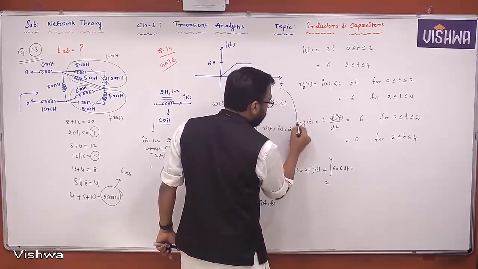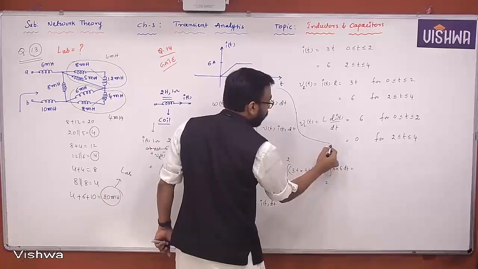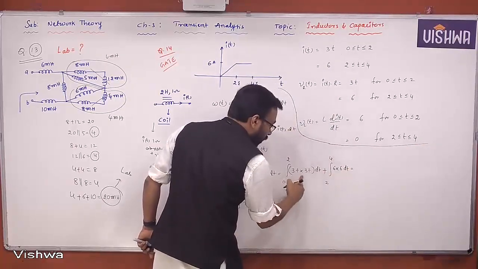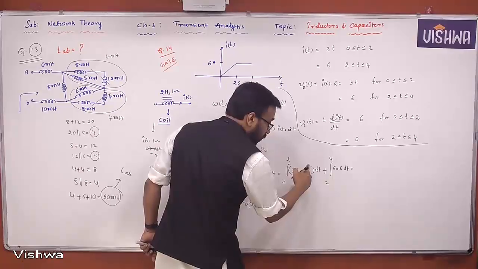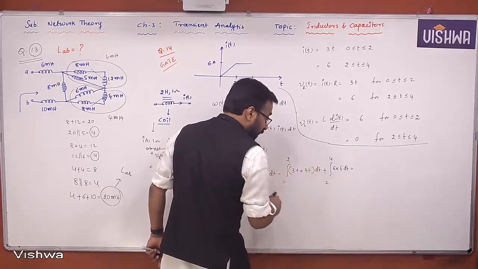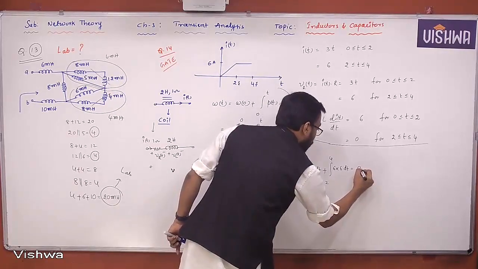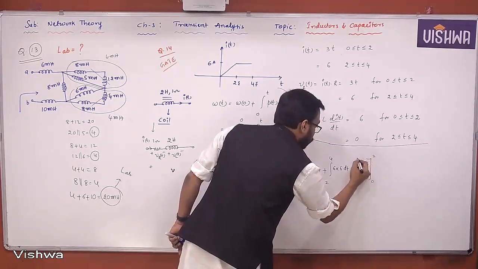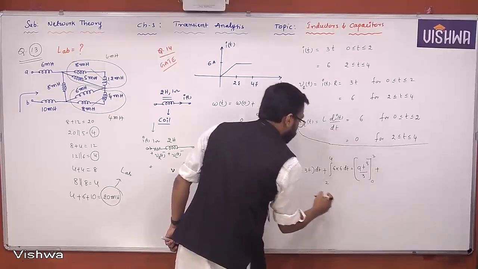So what will you get here? Let me confine myself here to the area like this. Now what will I get here? 3 into 3, 9 t square. T square is nothing but t cube by 3 after integration. So therefore 9 t cube by 3, from 0 to 2, plus, what about this?